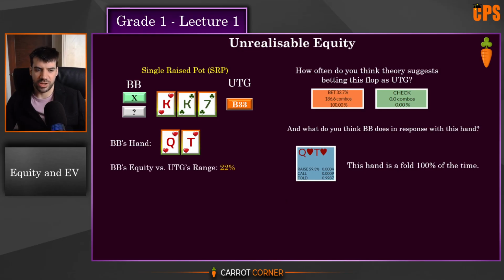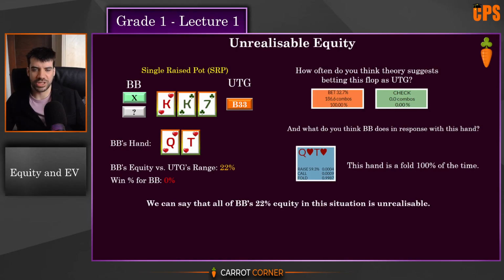But let's frame this in the context of EV compared with equity. Big Blind's equity against under the gun's range is 22%. That's how well queen 10 with the backdoor is doing. Not actually very well, right? But if we were just looking at equity, this would be enough to call a 1/3 pot size bet because we only need 20% win frequency here, but the win frequency is actually 0 because we always have to fold. And if we called, our EV would be worse than getting back none of this pot. Our EV, that's to say, would be negative. So we can say that all of Big Blind's 22% equity in this situation is unrealizable. Not one shred of it is actually worth anything.